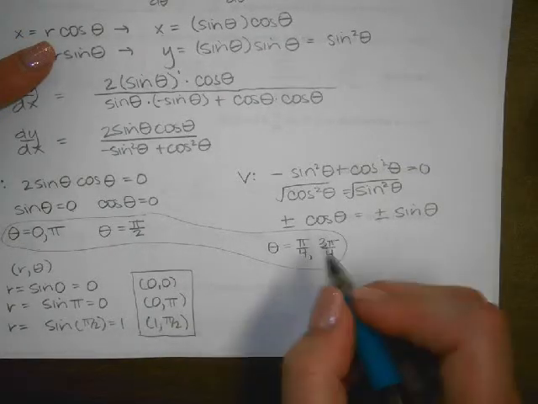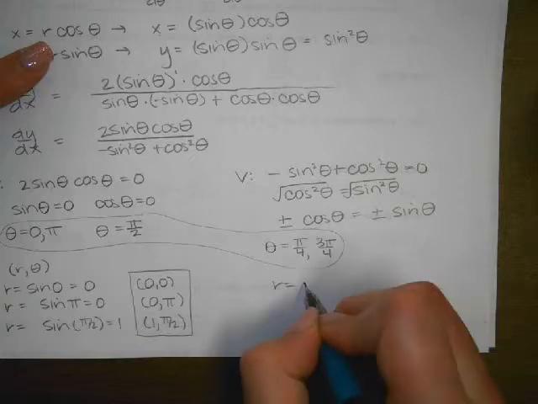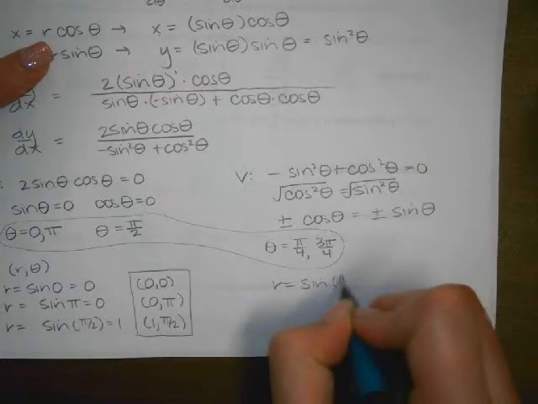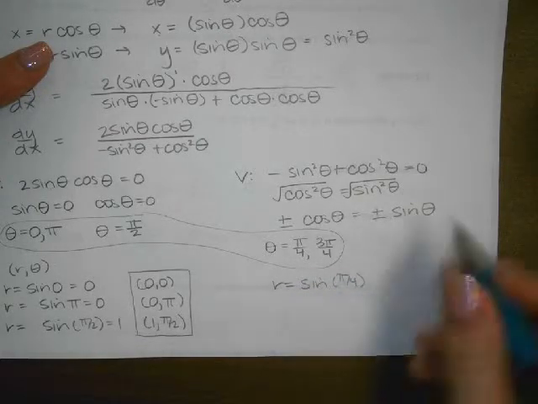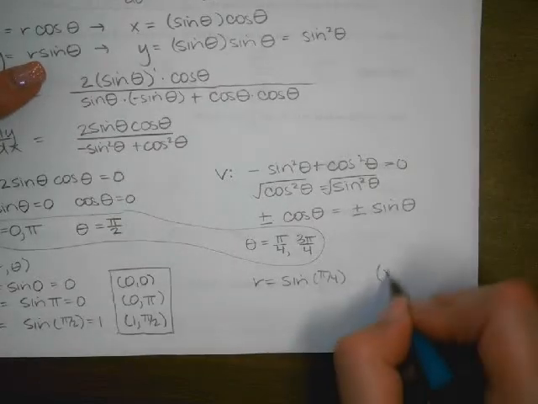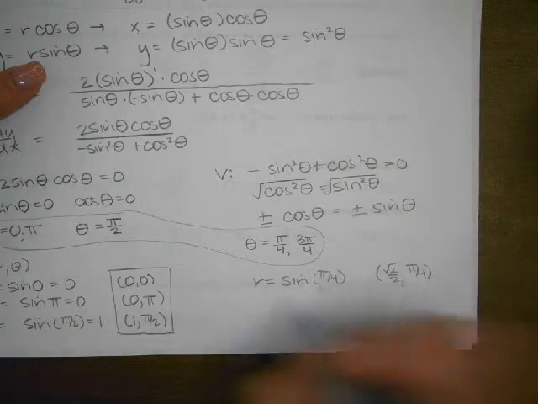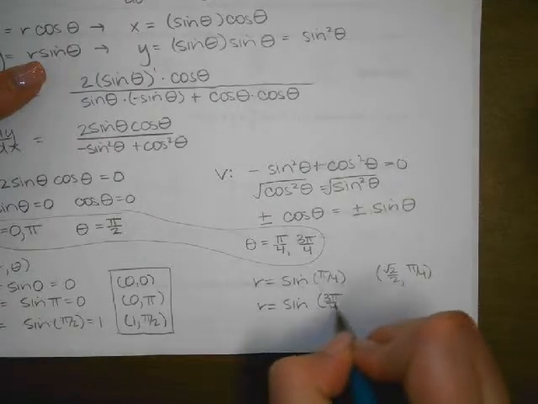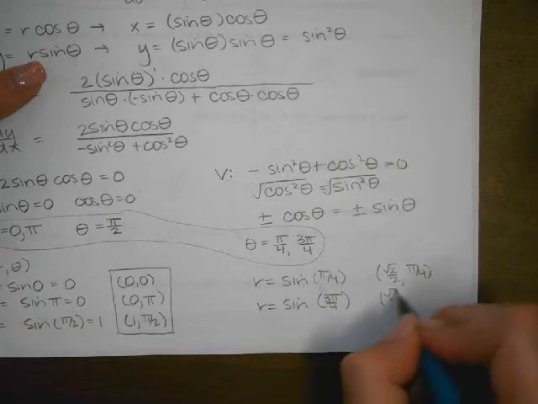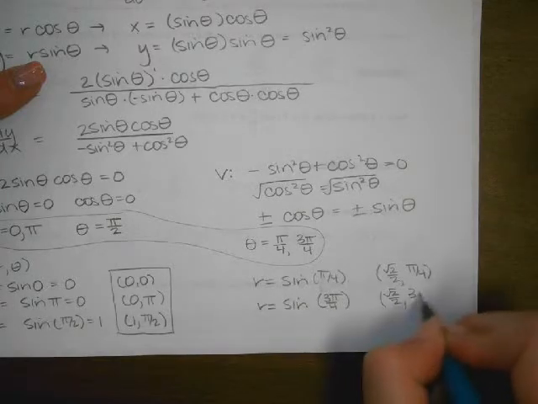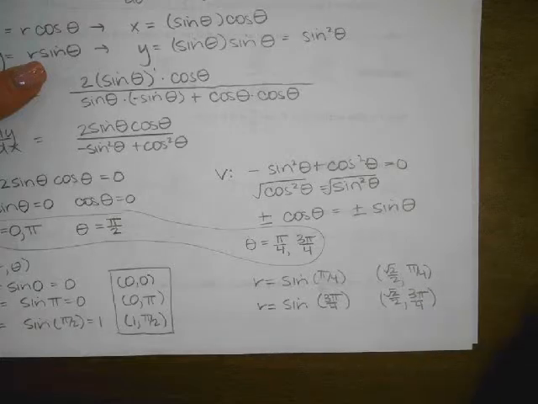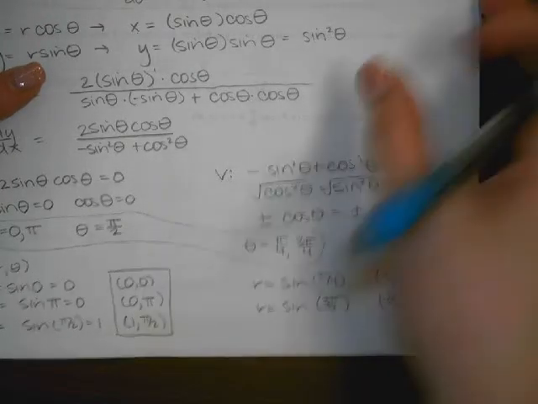For my vertical tangent lines, they're going to be happening where r equals sine of pi fourths, which is root 2 over 2 for the radius and pi fourths for the angle. And then r equals sine of 3 pi fourths, which is again a radius of root 2 over 2, and then 3 pi fourths for the angle. All right.